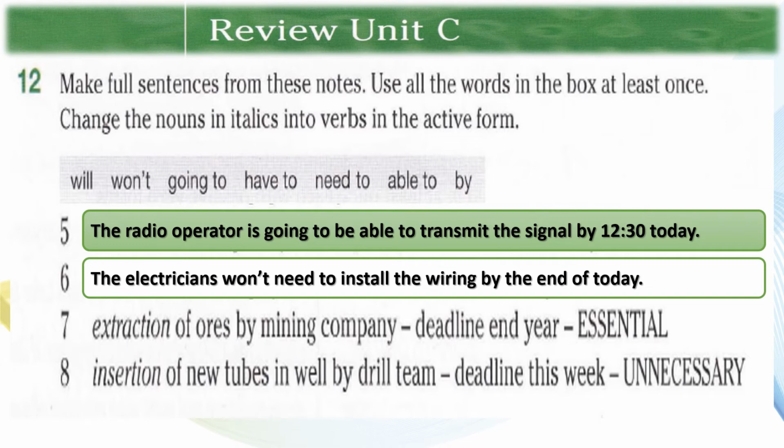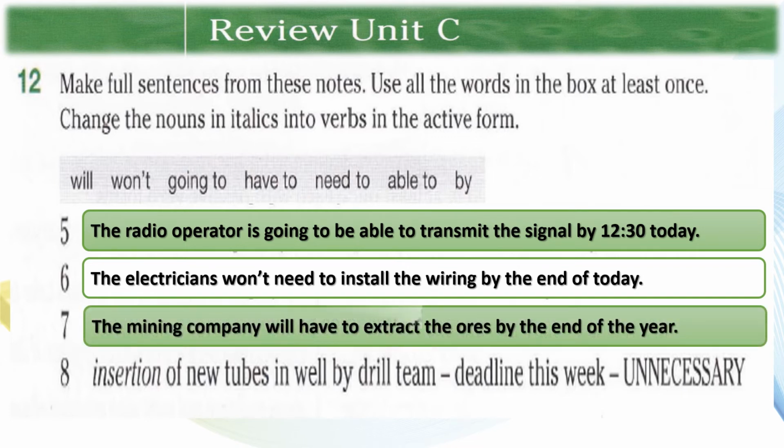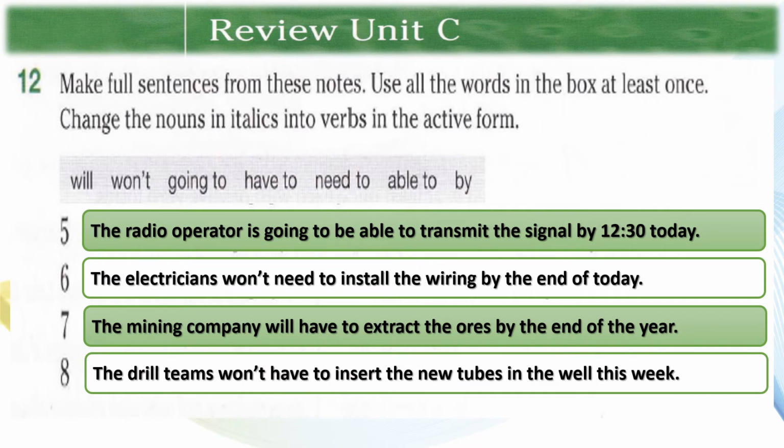Then number 7, extraction of ores by mining company, deadline end of year. Essential. So we say the mining company will have to extract. This is essential. They will have to extract the ores by the end of the year. And the last one, insertion of new tubes in well by drill team, deadline this week. Unnecessary. We say the drill team won't have to insert the new tubes in the well this week. This is not necessary. Well done.